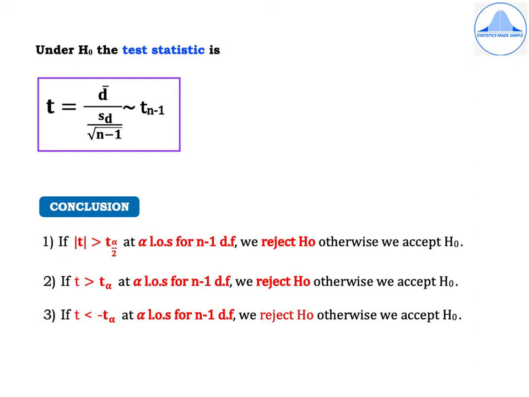For a right-tailed alternative, you have to check if T is greater than t alpha at alpha level of significance for n minus 1 degrees of freedom. Then we reject H naught, otherwise we accept H naught. And third is if T is less than minus t alpha. This conclusion is used for a left-tailed alternative. At alpha level of significance for n minus 1 degrees of freedom, we reject H naught, otherwise we accept H naught.